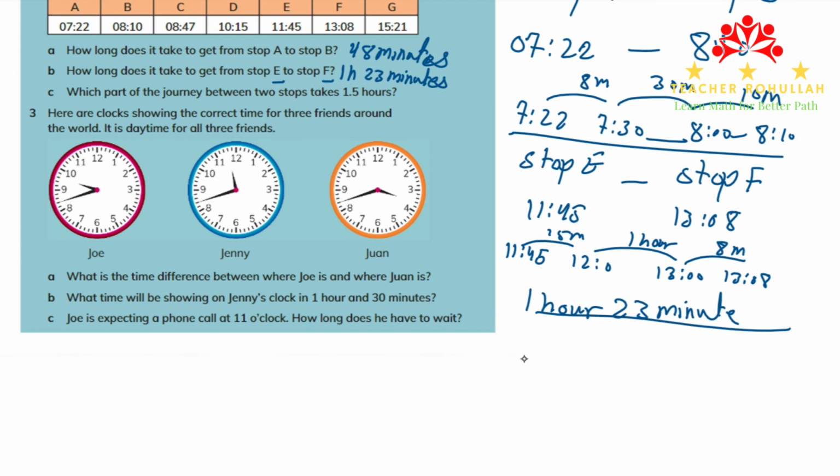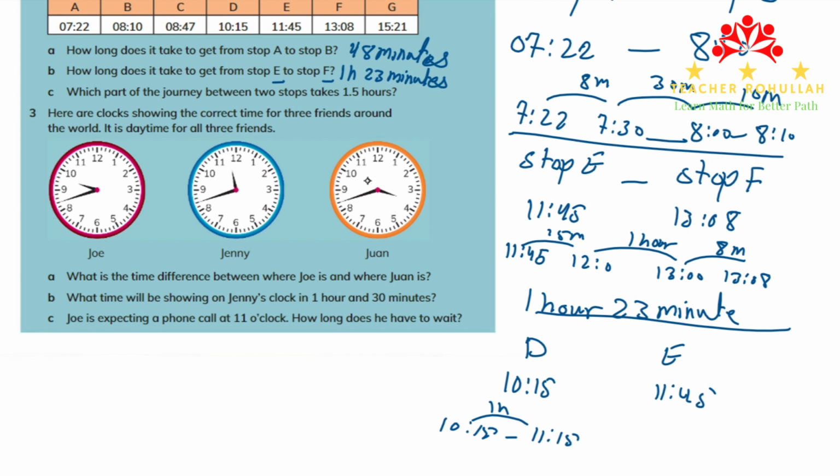So the bus from stop D moves at 10:15 and arrives at stop E at 11:45. Let's find out by splitting it. From 10:15 to 11:15, it's 1 hour. Just 1 hour. Then from 11:15 to 11:45.